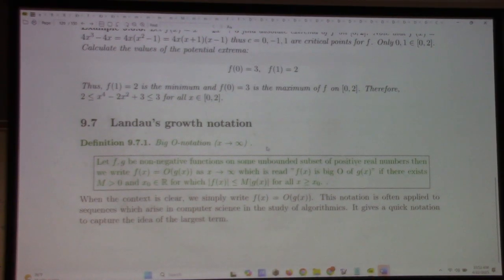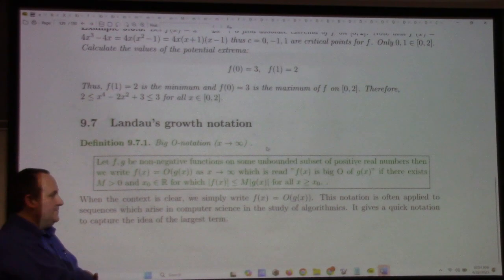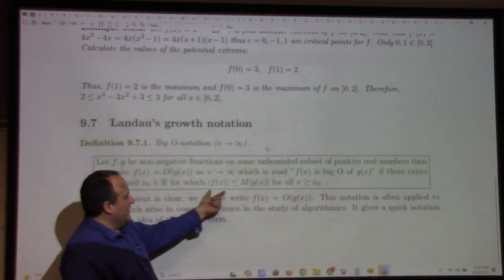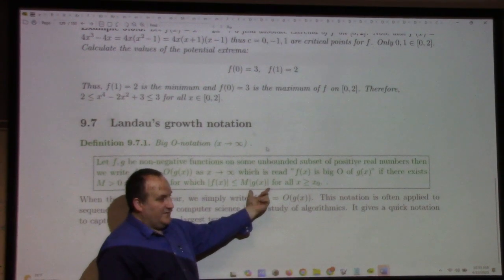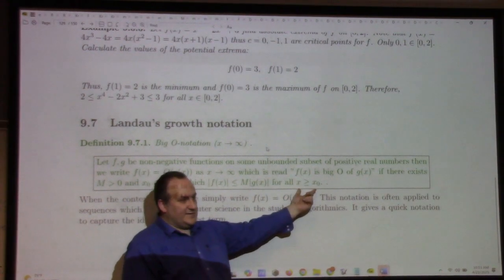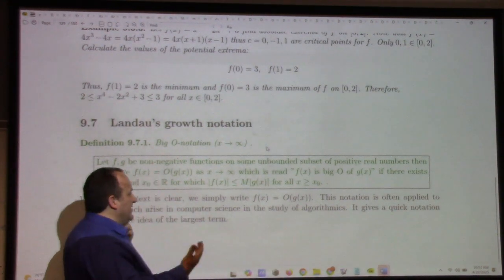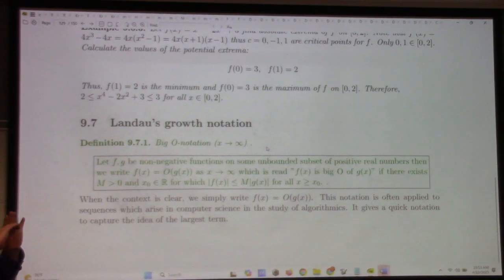Let f and g be non-negative functions on some unbounded subset of positive real numbers. Then we write f of x is O of g of x, read big O of g of x, as x goes to infinity, if there exists an m greater than 0 and an x naught such that the absolute value of f of x is at most m times the absolute value of g of x for all x beyond x naught. So basically, eventually, you can bound your function by some scalar multiple of g. This is the idea of big O of g.